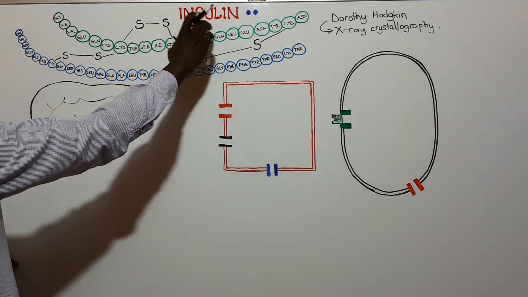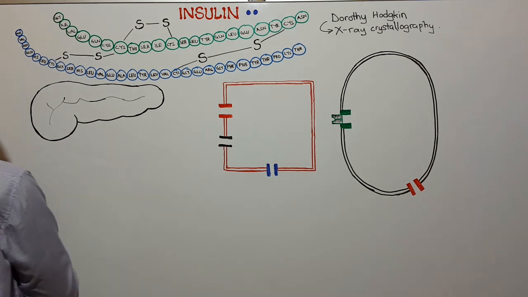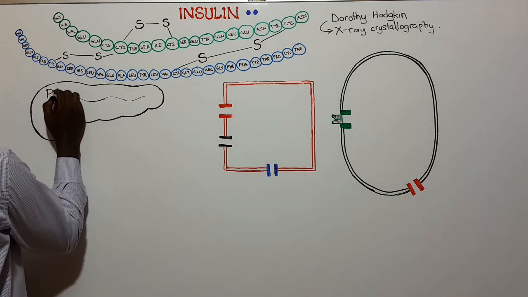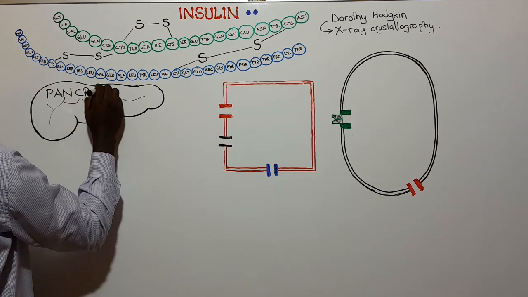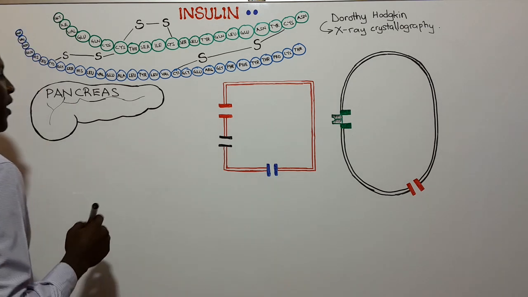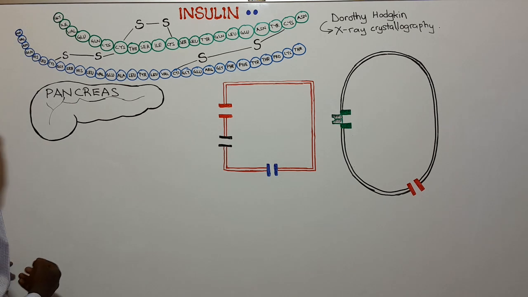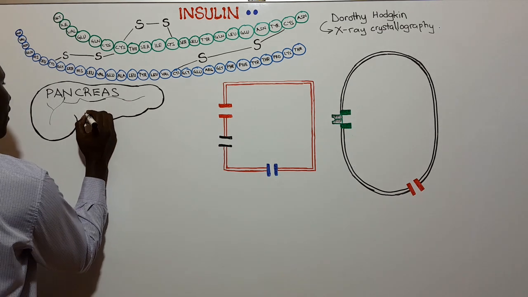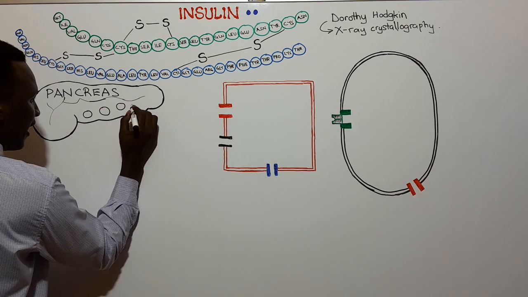So, where does this insulin come from? Insulin basically is produced by the pancreas. This is the pancreas. It is a very important organ in the body that is responsible for production of hormones. It plays a role in both exocrine and endocrine function. So you find that within the pancreas, we have cells, the islets of Langerhans.